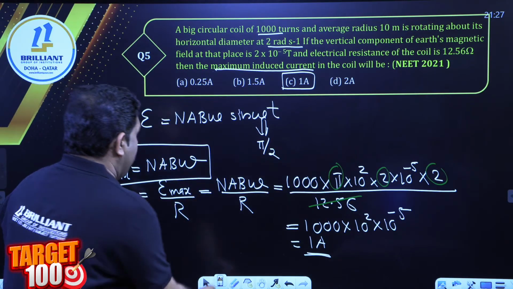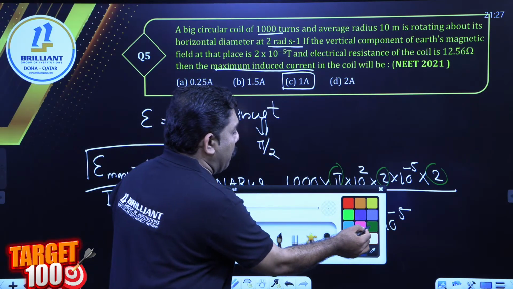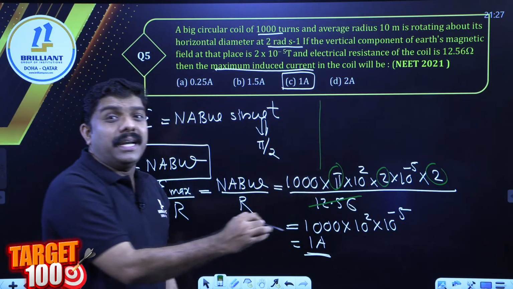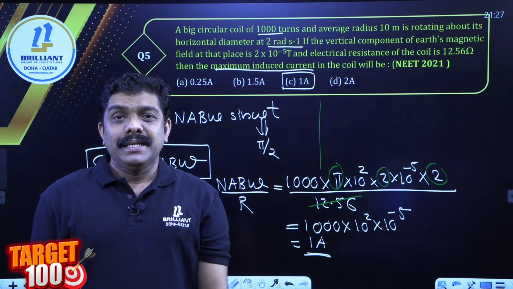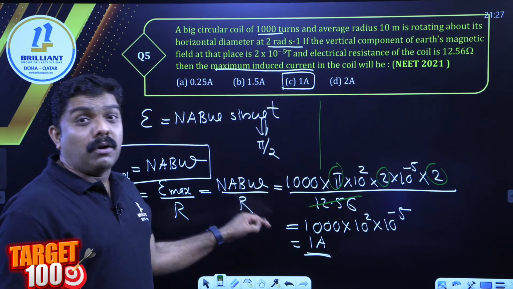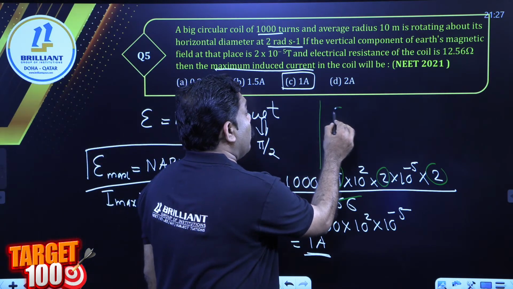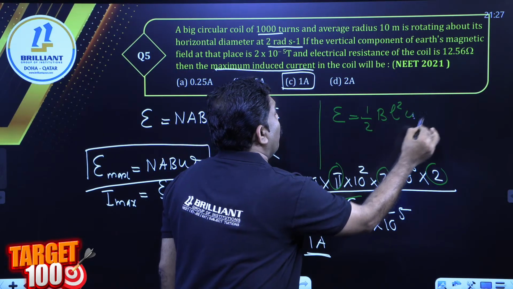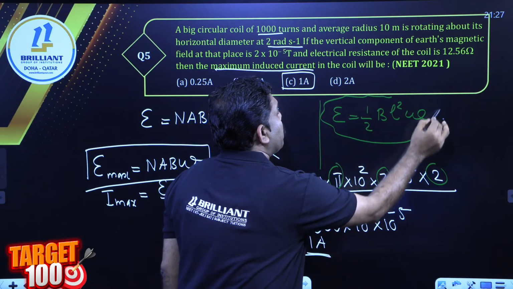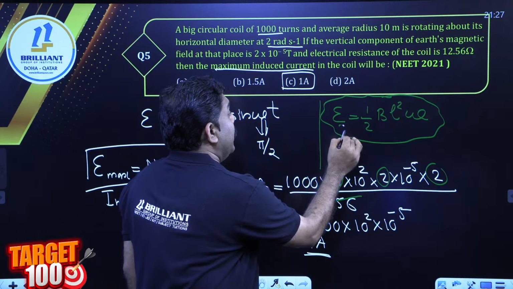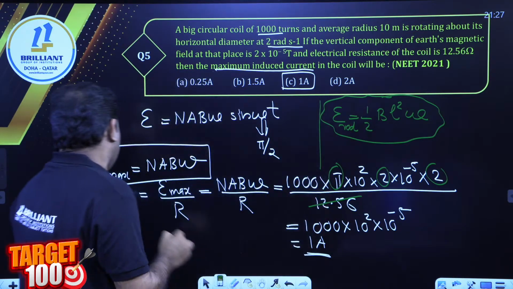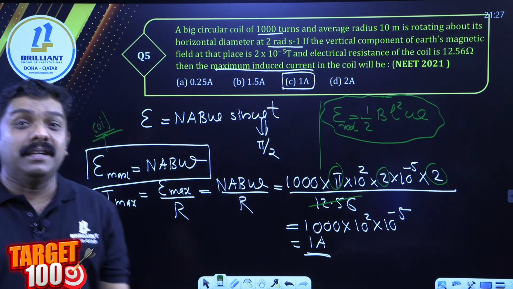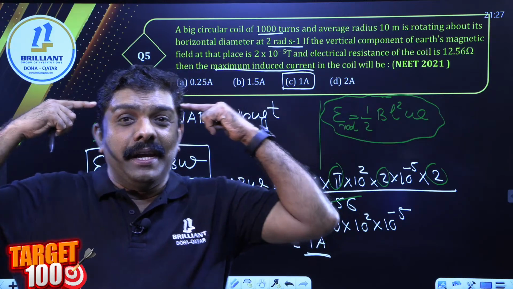Now at this moment, I can say another important point. Consider the EMF induced in a rotating rod. EMF induced in a rotating rod is half BL square omega. And this is the EMF induced in a rotating coil. These expressions are very important. Feel the difference, study, and fix it in memory.